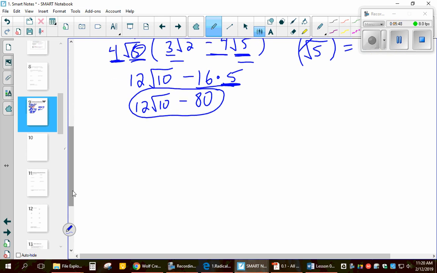Okay, so let's do another example. Let's do a tougher one. I'll go root 3 minus 2 times, let's go, root 3 plus 2.